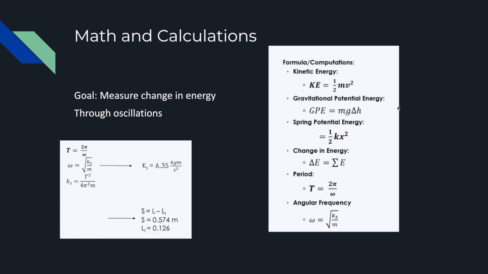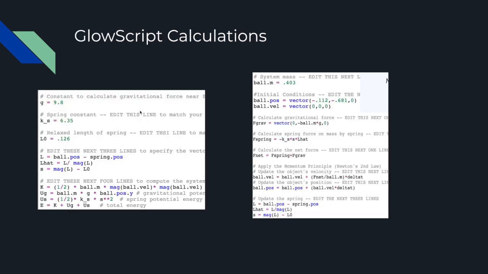Additionally, for the spring potential energy, we will have to use the spring force formula and the period formula to calculate the spring constant here, which we did, and also the displacement, which is how much the string, or the rope in this case, is stretched or compressed. Calculations that we have to input into GlowScript.